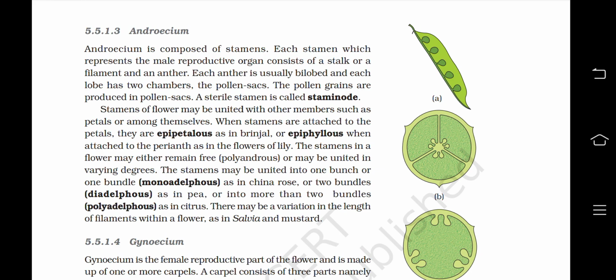The stamens may be united into one bunch or one bundle, monoadelphous, as in China rose, or two bundles, diadelphous, as in pea, or into more than two bundles, polyadelphous, as in citrus. There may be a variation in the length of filaments within a flower, as in salvia and mustard.